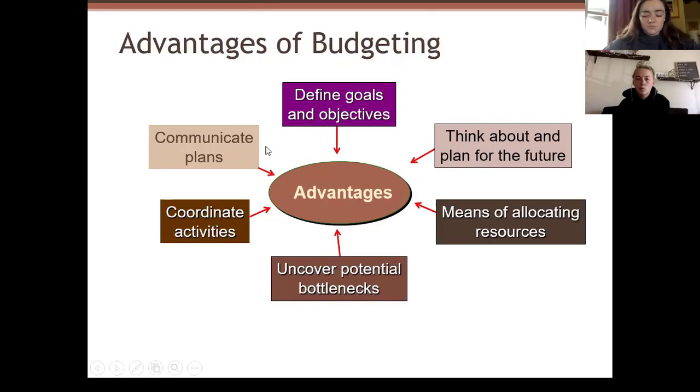And then communicating your plan. For a business, you tell departments how much they can and can't spend according to their budget or what their sales goals are. And maybe you guys have experienced that. Yes, no, maybe, sales goals in your business?